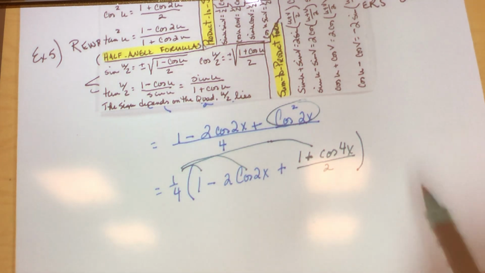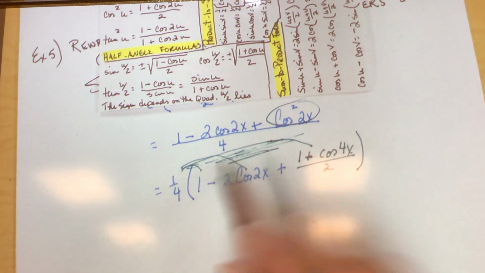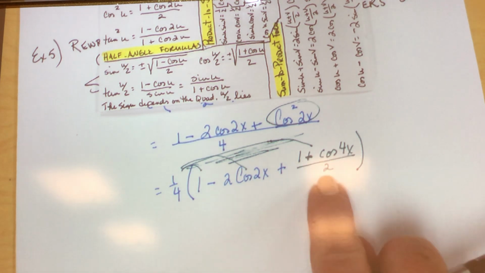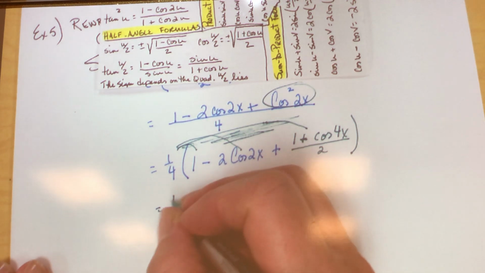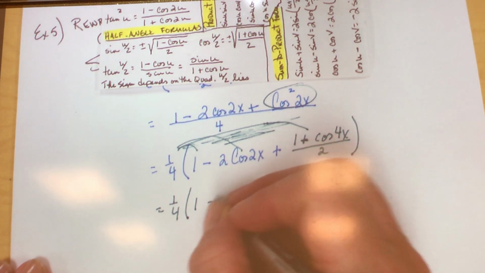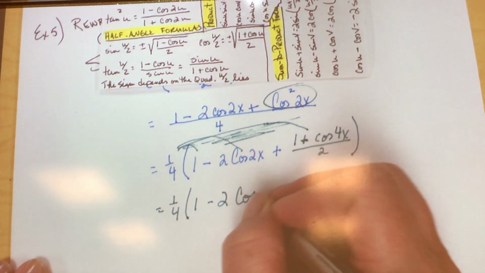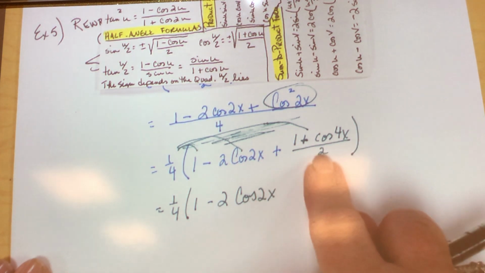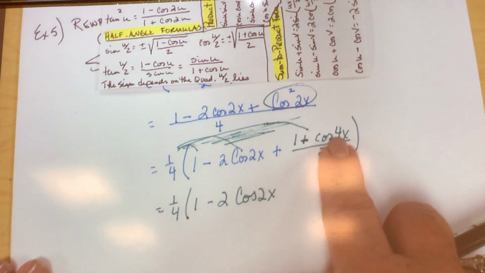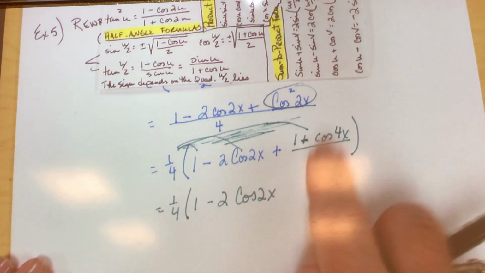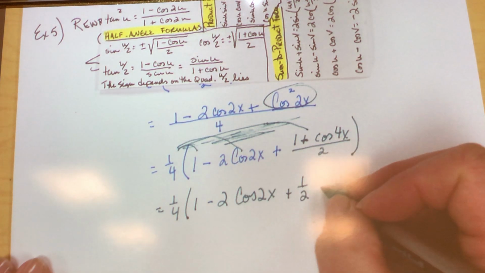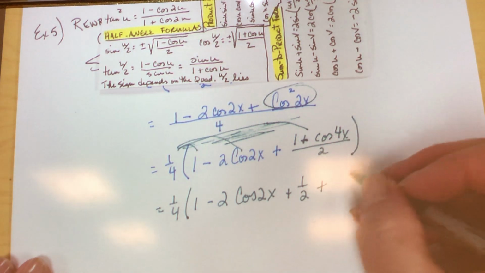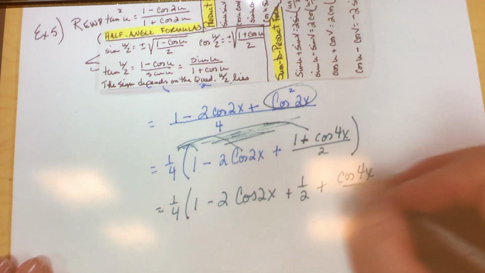Let's see, I think before I distribute that, I'm gonna separate these guys. Can I separate that top? I think it'll be easier for some of y'all to see. So I'm gonna leave this little 1/4 out here. 1 minus 2 cosine 2x. What does this become? Separate it. Can I separate a numerator? Yes. What can you not separate? Denominator. What does this become? 1/2 plus cosine 4x over 2.